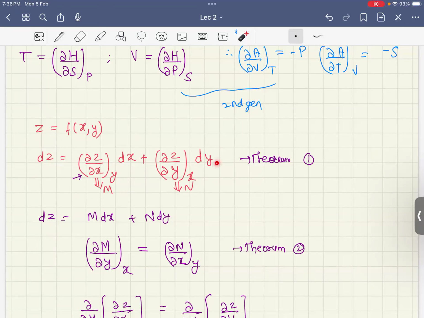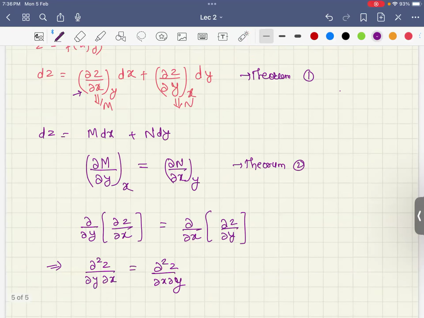Now theorem 2 says this is a first order derivative, since we are taking the derivative only once. If you want to understand it from a graphical point of view, you can assume that this is a point. Now this is the complete derivative. Let's say this is x0 and this is y0.